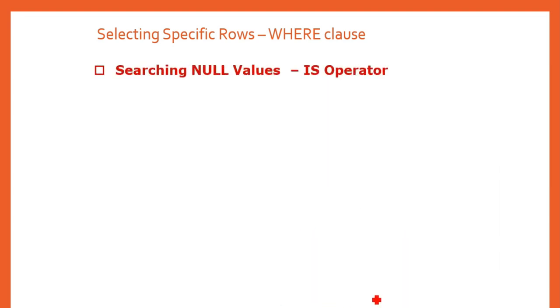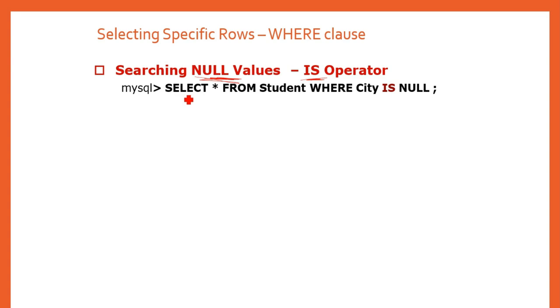Let's see searching for null. As we know, if we don't represent any value or any data in a table, then that empty value will be represented with a null. To check whether a null value is there, we can use the IS operator instead of equals to. Let's see the example. In MySQL, if we want to check any empty value, what will we write? Select asterisk from student where city is null. So don't write city equals to null. If we write like that, this will be wrong. So the correct one will be city is null.